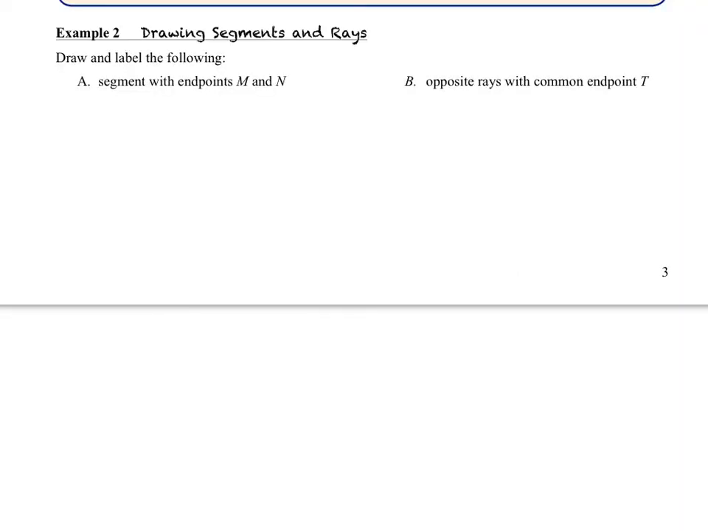In example number 2, we want to draw and label in part A a segment with endpoints M and N. So we have point M, we have point N, and the segment between them forms segment MN.